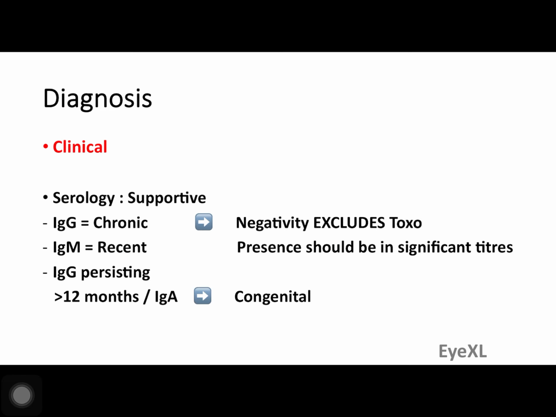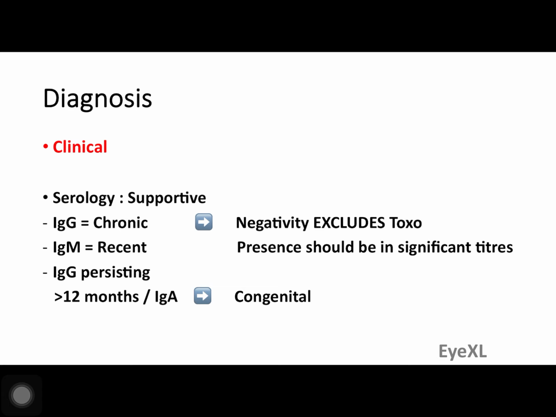The diagnosis of toxoplasmosis is mostly clinical. There is absolutely no substitution for thorough history and examination. But serological tests can be done as a supportive measure. If you see IgG, it is more indicative of a chronic infection. IgM denotes a more recent infection. If IgG and IgM are negative, it excludes toxoplasmosis as the cause.